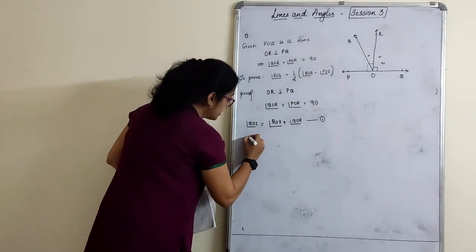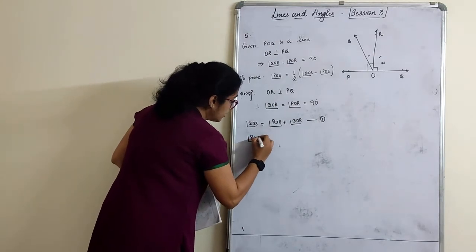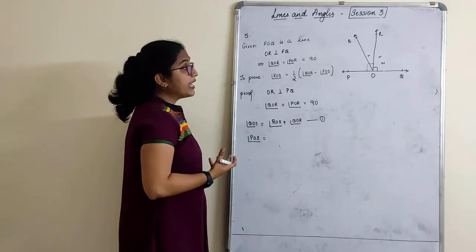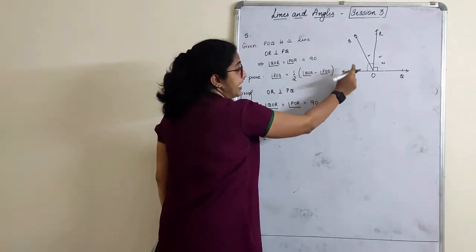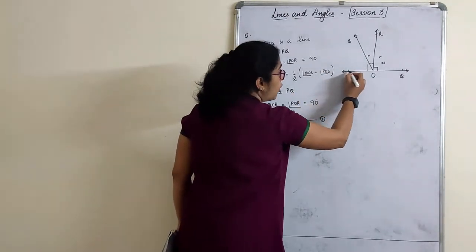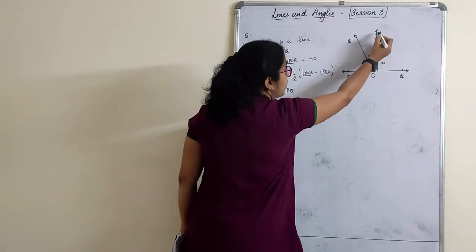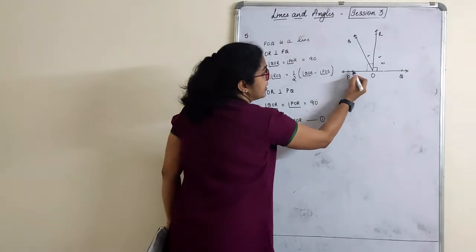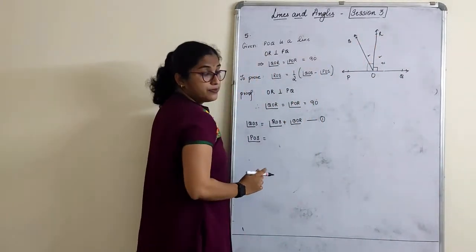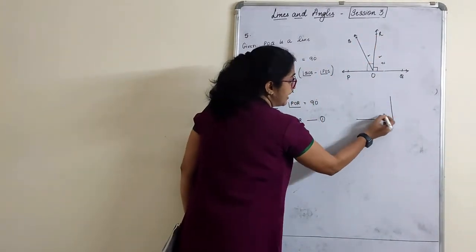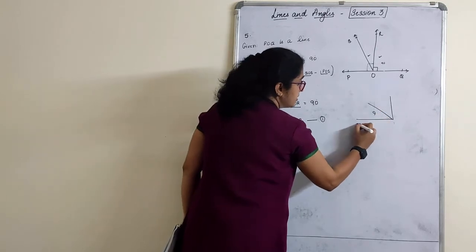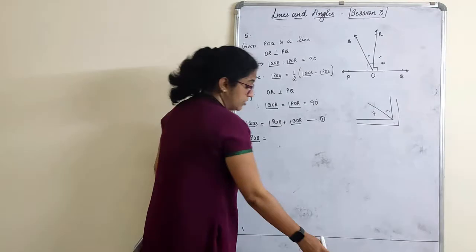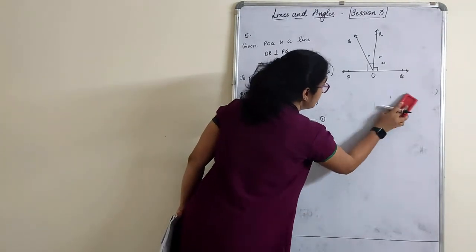Let's find POS now. Where is POS? POS is here. How can we find POS? I can find POS by the whole angle ROP or POR, whole angle this minus this. If I have to find this angle, it is whole minus part, right? We can do that. So the same thing we are applying here.